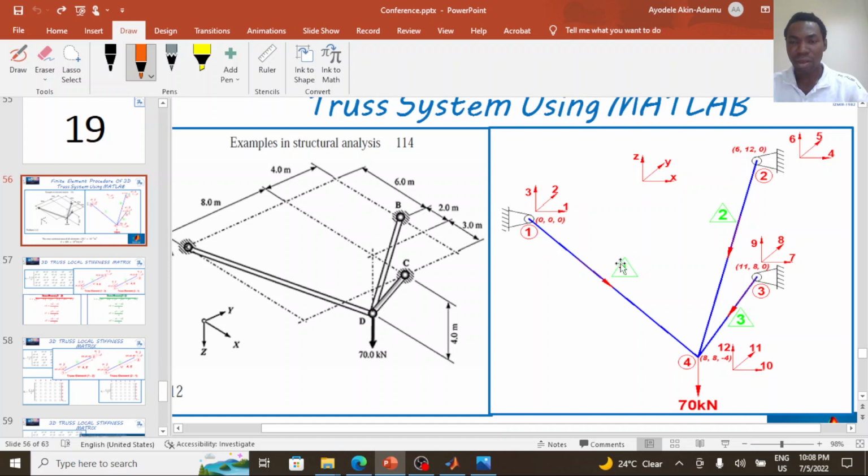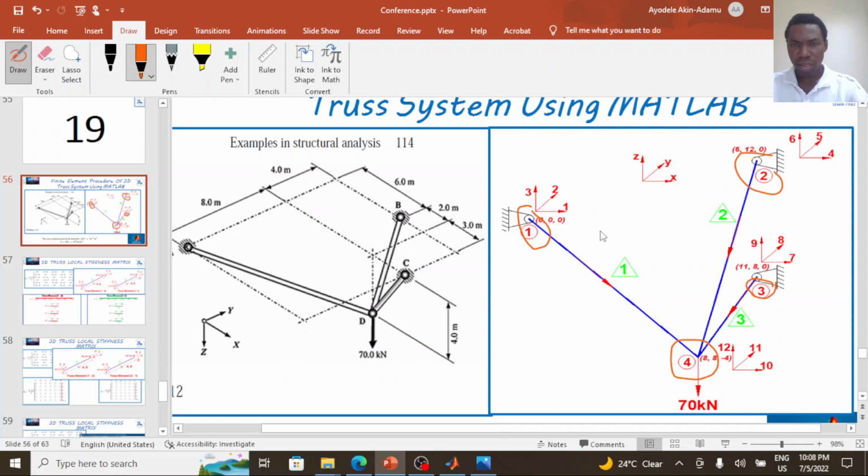The number in the triangle represents my member number. So this is element 1. This element here is element 2. This element here is element 3. So once you have done that, we also need to number our nodes. So I'm numbering this node here, node 1. I'm numbering this node here, node 2. I'm numbering this node here, node 3. And I'm also numbering this node here, node 4.